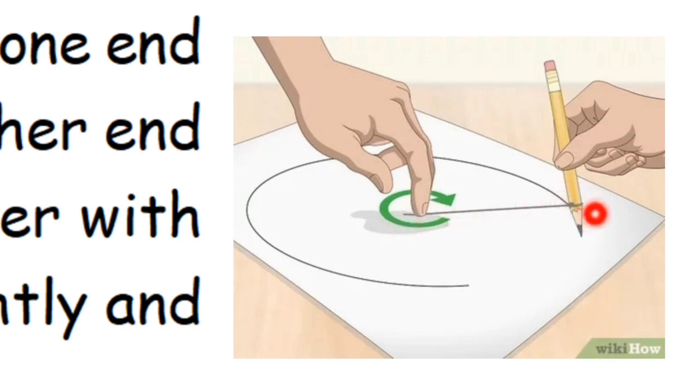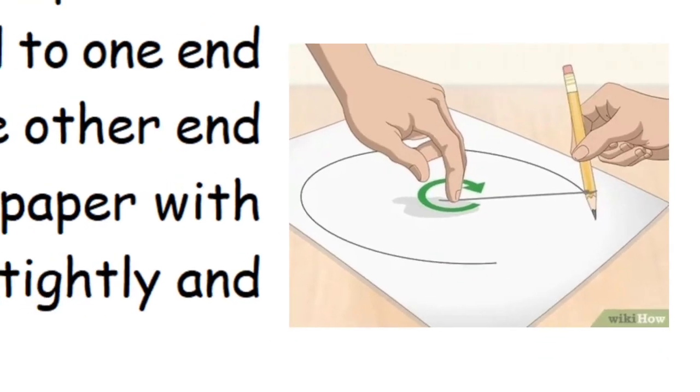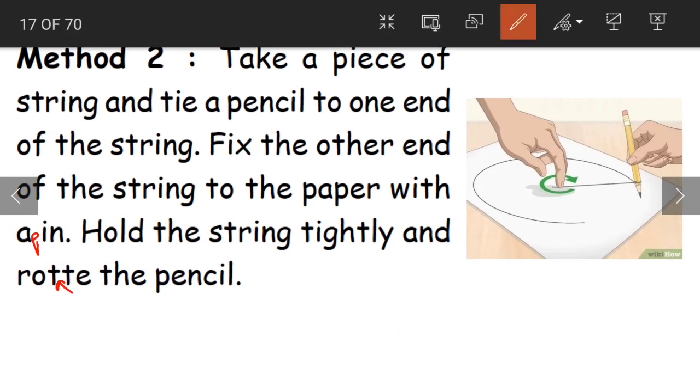So one end we have to tie to the pencil like this, and the other end, if you have any pin or something with which you can pin the thread tightly to the paper, you can do that. Else like this you can keep your finger and then start rotating the pencil. Keep the finger here on the thread, hold it tightly, and with the help of the other hand hold the pencil and then start rotating. When you start rotating, the pencil will draw a circle along the rotation.